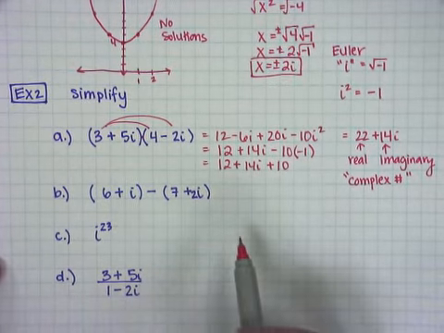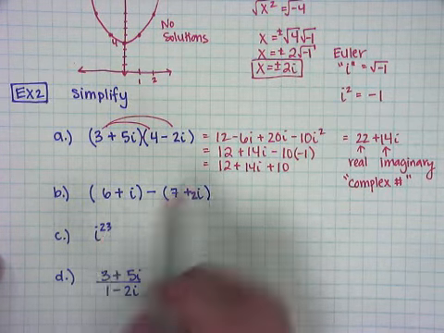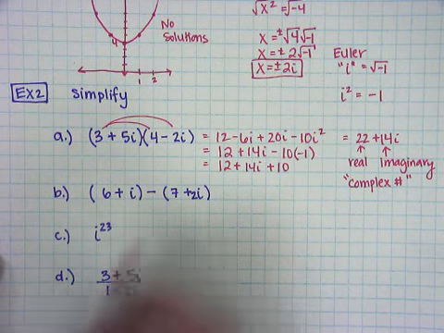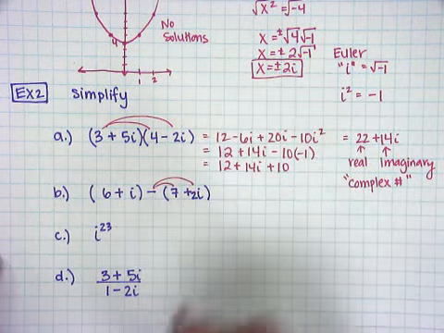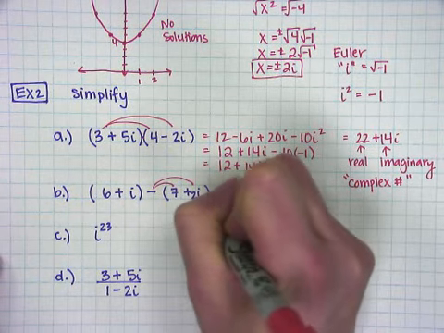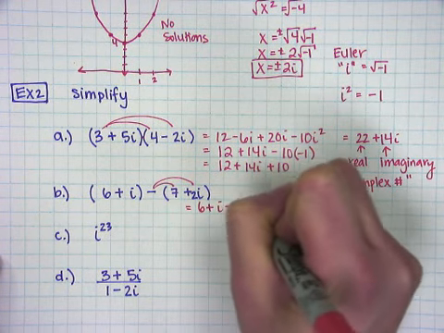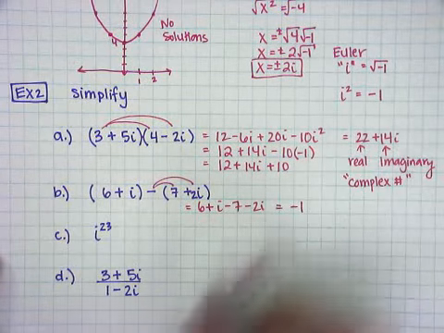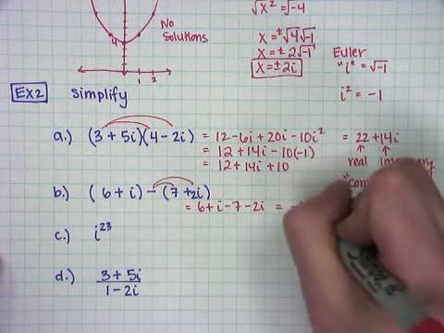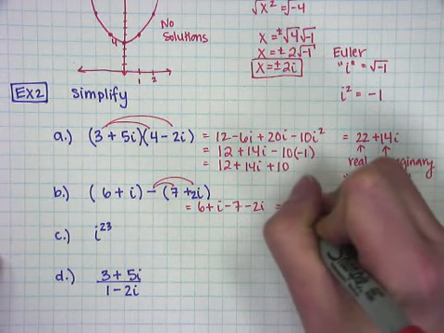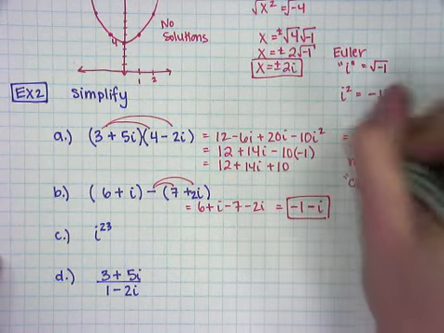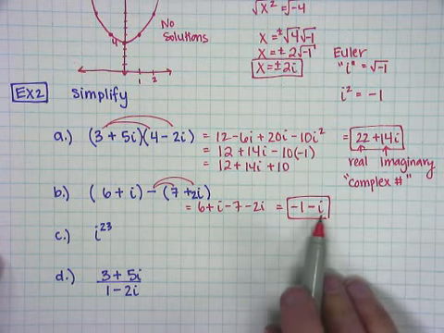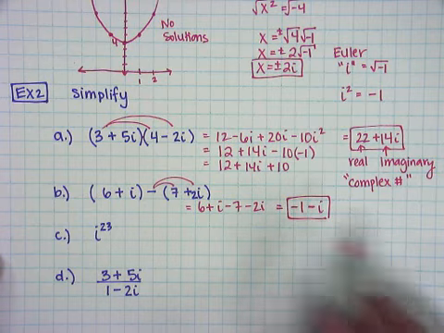So moving on mathematically, if we're going to keep simplifying here, on this problem I have subtraction, which means I want to take this binomial and subtract the second one. So I'm going to distribute the negative. That gives me 6 plus i minus 7 minus 2i. And when I combine like terms, 6 minus 7 is negative 1. i minus 2i is minus 1i, or you could just say minus i. Go ahead and box that since that's my final answer. And again here, the negative 1 is the real part, and the negative 1i is the imaginary part.